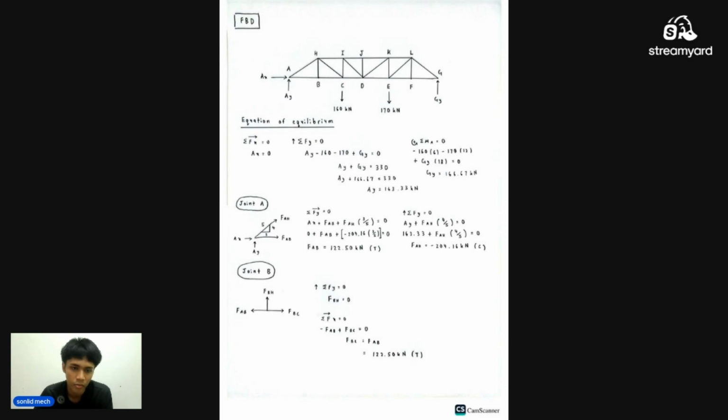And then we move to joint B. We have FBH, FBC, and FAB. So this is kind of easy. We just find the total Fy equals to 0, which means also FBH equals to 0. And then we have total Fx equals to 0. And we can find total of FBC and FAB, which is 222.5 kilonewton in tension.